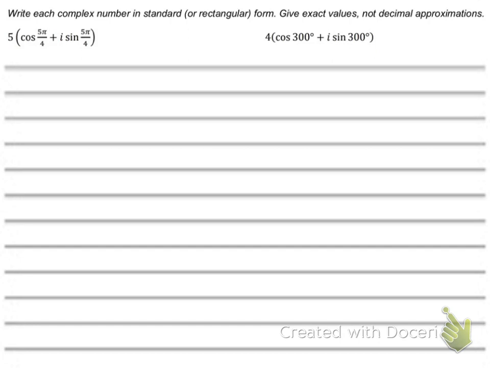All right, so it says write the complex number in standard form, rectangular form, which means we're turning it from this trig form into a plus bi. So we have our r value, and remember our a is r cosine theta, our b is r sine theta. So we're going to talk about 5 pi over 4 first.